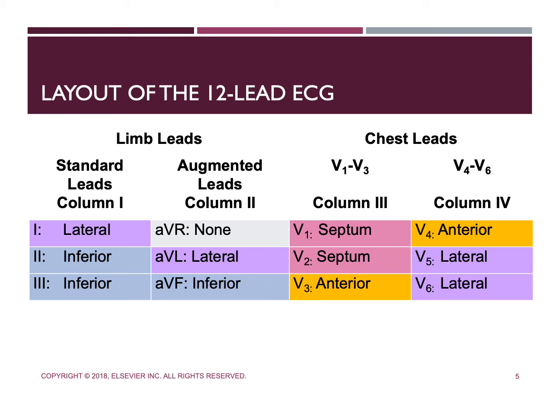You can sort of see here in this little chart on this PowerPoint slide, you see your standard leads in column 1, your augmented leads in column 2. We also see in our third and our fourth column our chest leads, so V1 through V3 and V4 through V6.